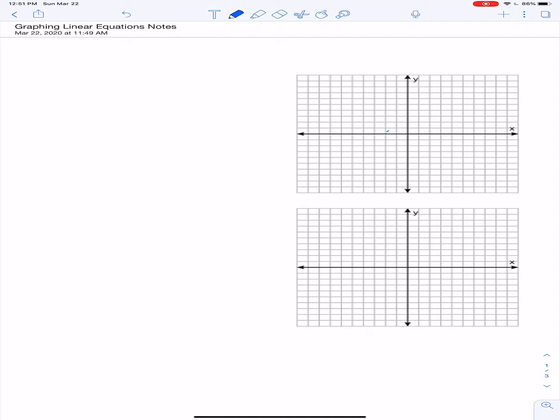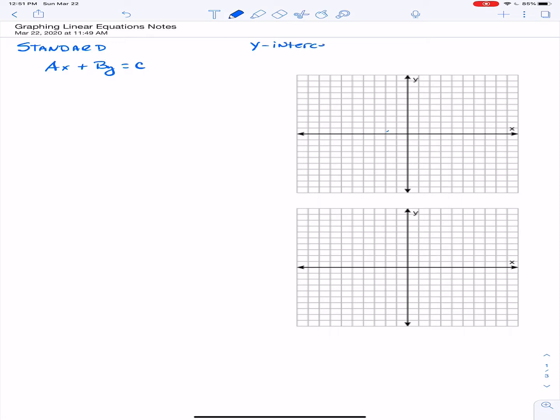Today we are going to talk about graphing linear equations. But before we talk about graphing them, we need to talk about the two forms of linear equations. The first form is what we call standard form, and the standard form is always going to be in the format of ax plus by equals c. And the second form that we have is what is called the y-intercept form.